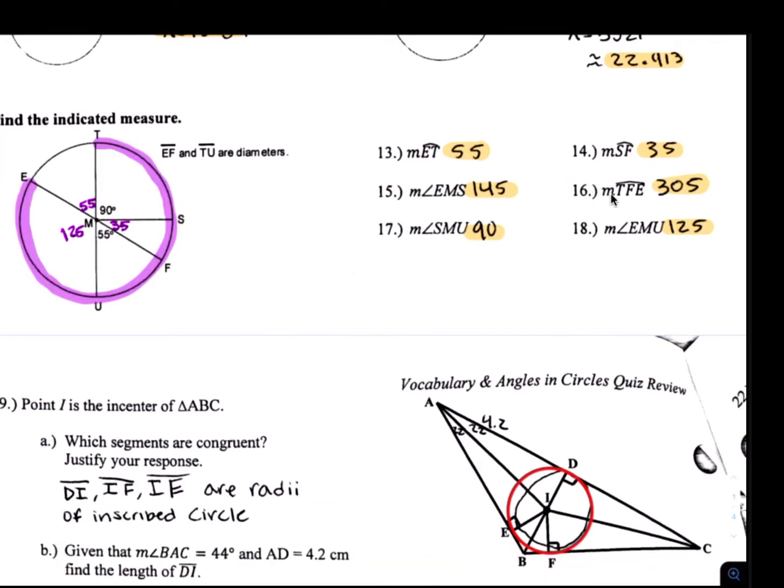All right, number 16 is asking for the measure of arc TFE. Arc TFE is this major arc that's highlighted in purple. It is almost a full circle. As a matter of fact, it's short of a full circle by this gap right in here, which is 55 degrees. So you simply subtract 55 degrees from 360 and you get 305.